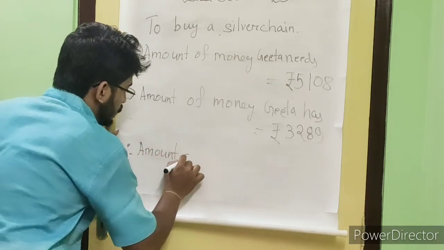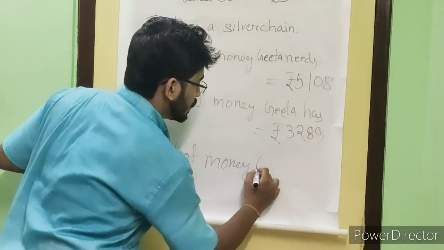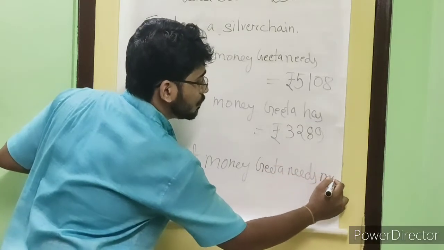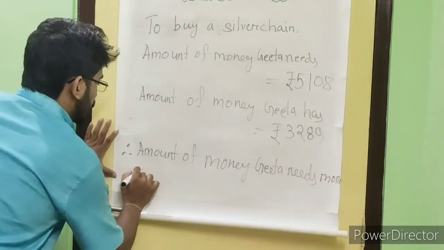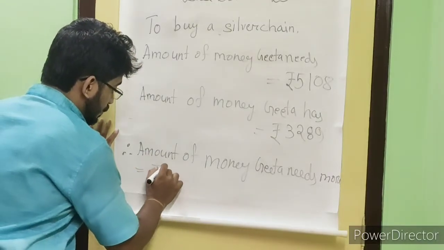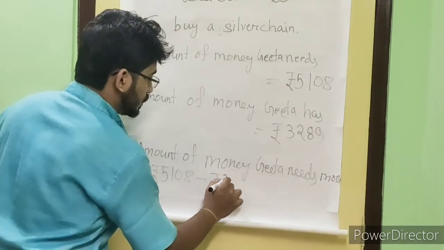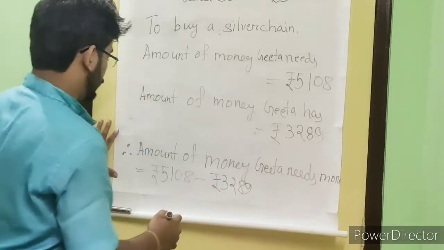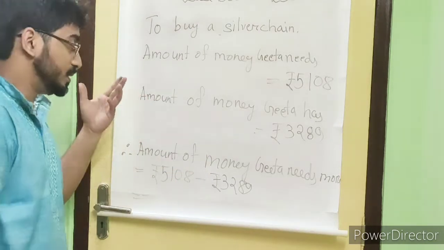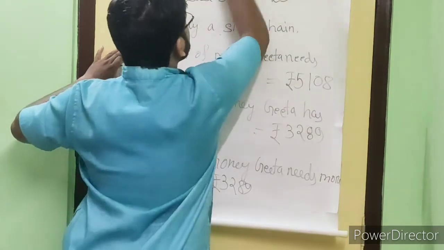Amount of money Gita needs more equals to 5,108 minus rupees 3,289. So I don't have enough space here. I need to do the calculation in another place, but you can do the calculation by yourself, I know.